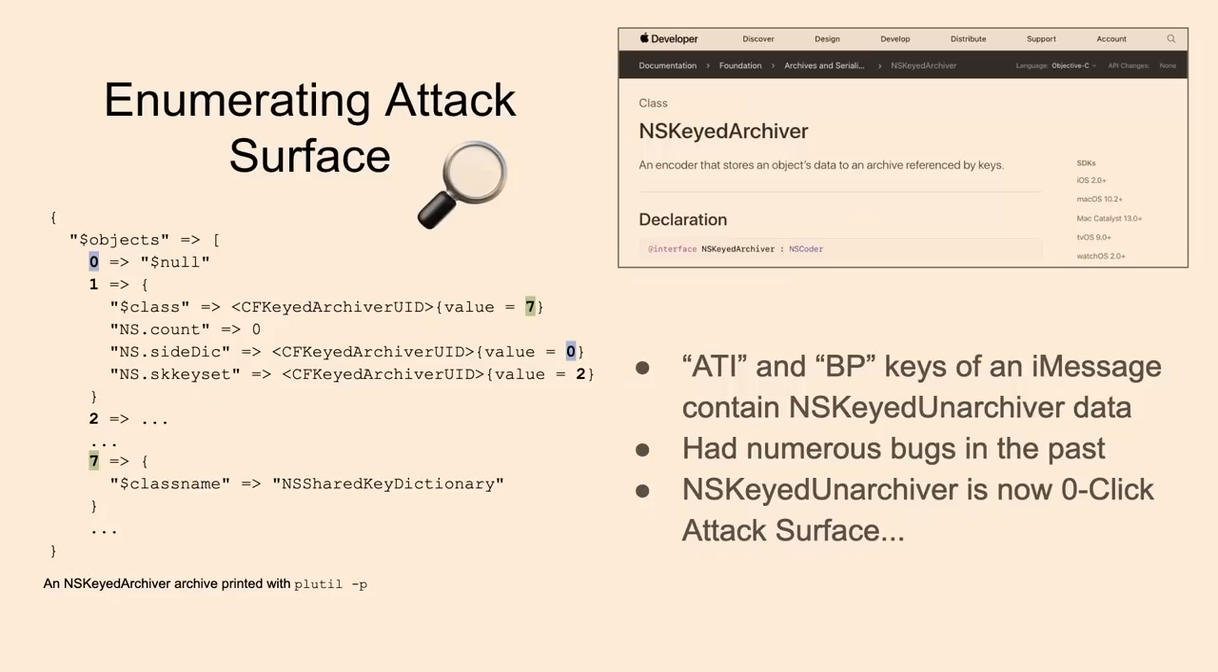It's being encoded in a plist, and then it's pretty much one big array where every object has an index in this array. And here you can see, for example, number 7 is some object, is the class NSSharedKeyDictionary. And I think key 1 is an instance of that class, and so on. So it's quite powerful. But really what this means is that this serializer is now zero-click attack surface because it's being parsed on this path without any user interaction.